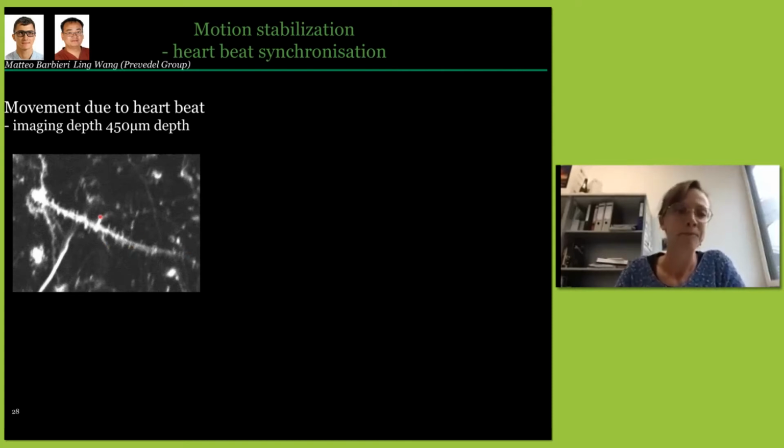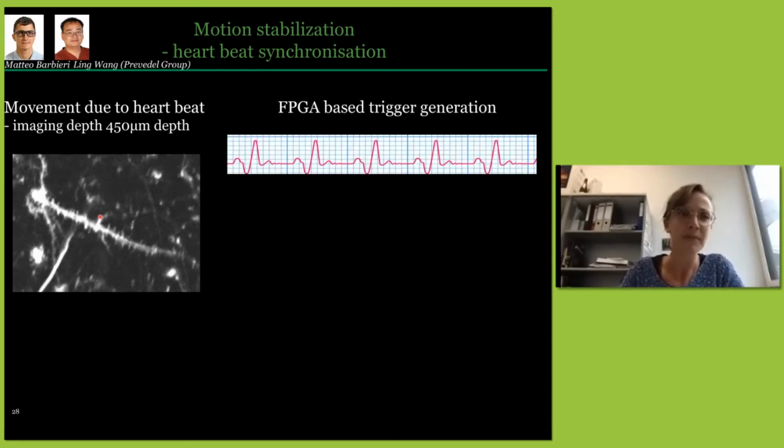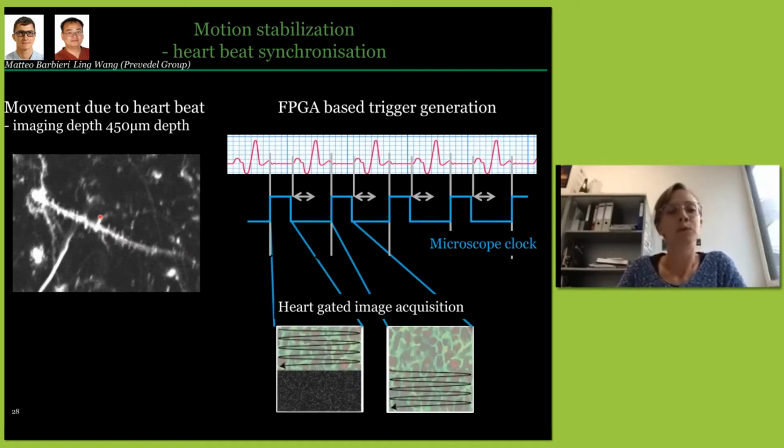And that is why we implemented the capability into our microscope to gate our image acquisition in real time to the cardiac cycle. Real-time data processing of the ECG signal is performed by an FPGA, which was programmed by Matteo and Ling from our group. So we now use the microscope clock to gate our image acquisition in real time, so that acquisition is only performed in between the heartbeats where tissue motion is minimal.